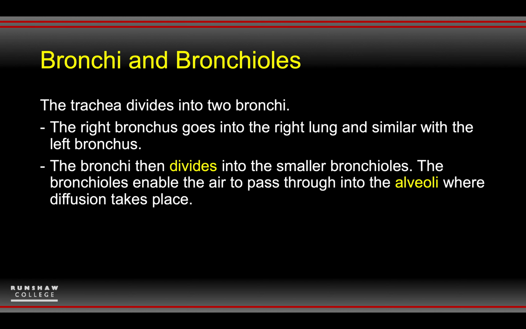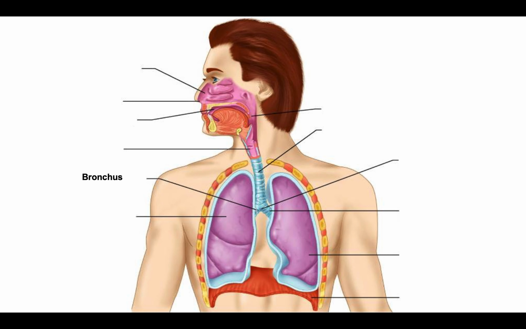So the bronchioles enable air to pass through into what we call the alveoli, and that's where the diffusion takes place. So this is where CO2 gets unloaded and oxygen gets taken in. So it's an important factor in the alveoli. So there's your bronchus and your bronchi.